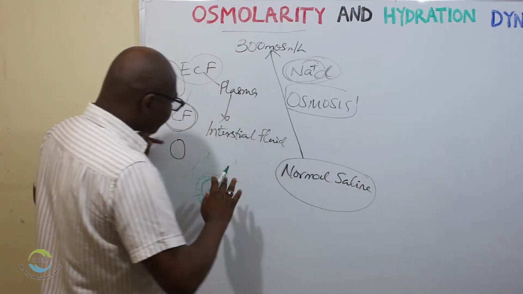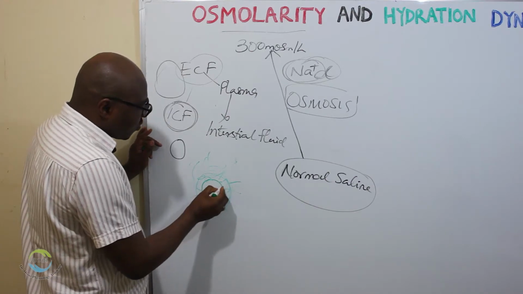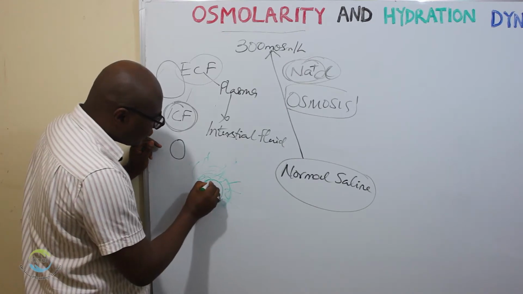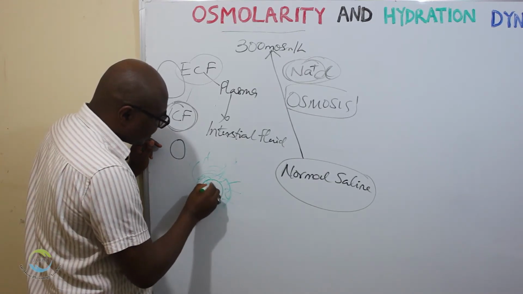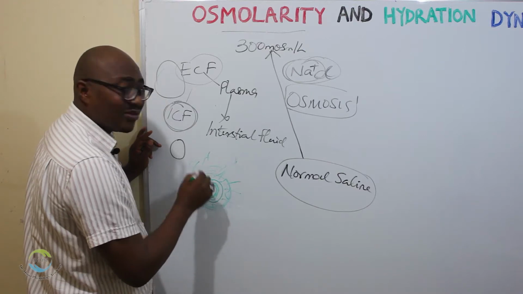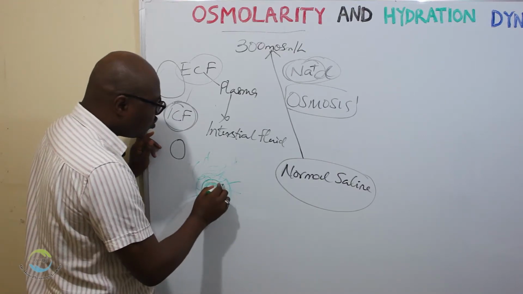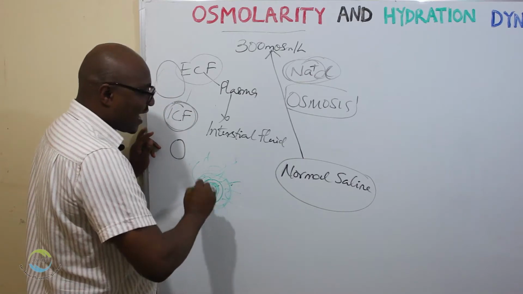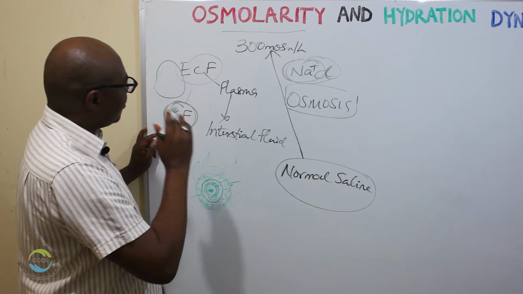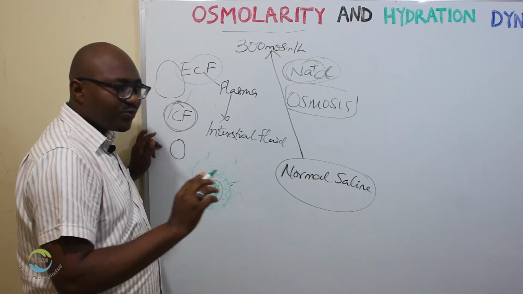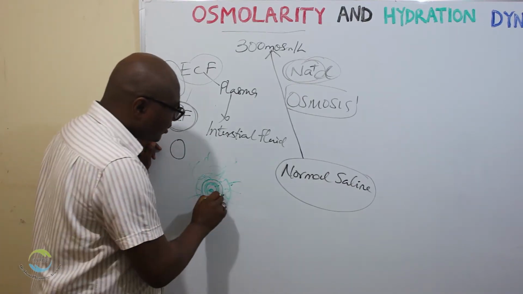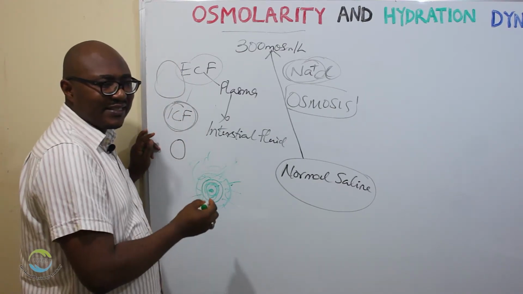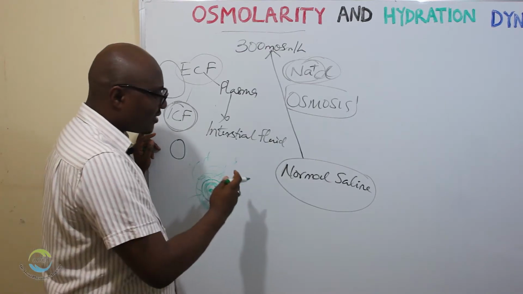Okay? So at each point in time, the osmolarity of this intracellular fluid is always, or should always be, the same. And they are always the same because of osmosis. Osmosis simply means that there is movement of water from where it is higher to where it is lower.